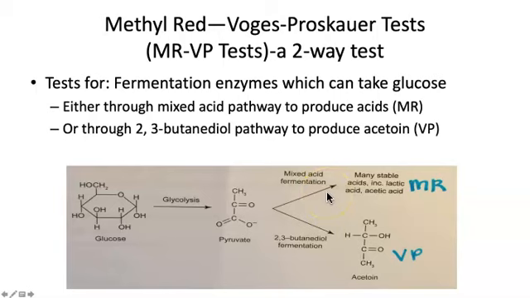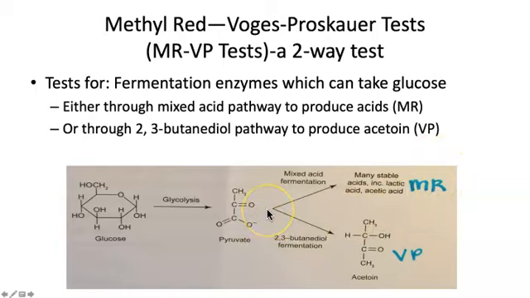And that leads to a lot of various acids that might end up in the growth medium. So possibilities for those acids include lactic acid and acetic acid, but there's others as well. The end result of this pathway is that the growth medium, or the environment that the bacteria are in, ends up quite acidic.